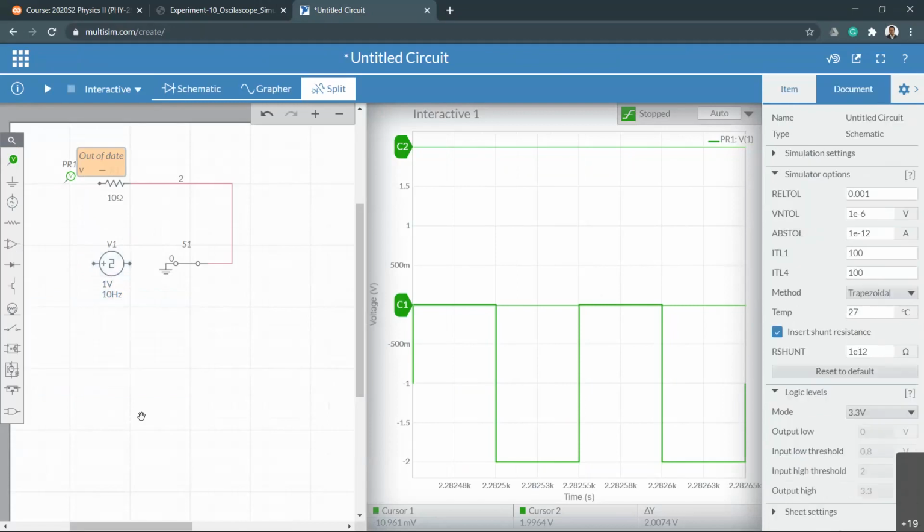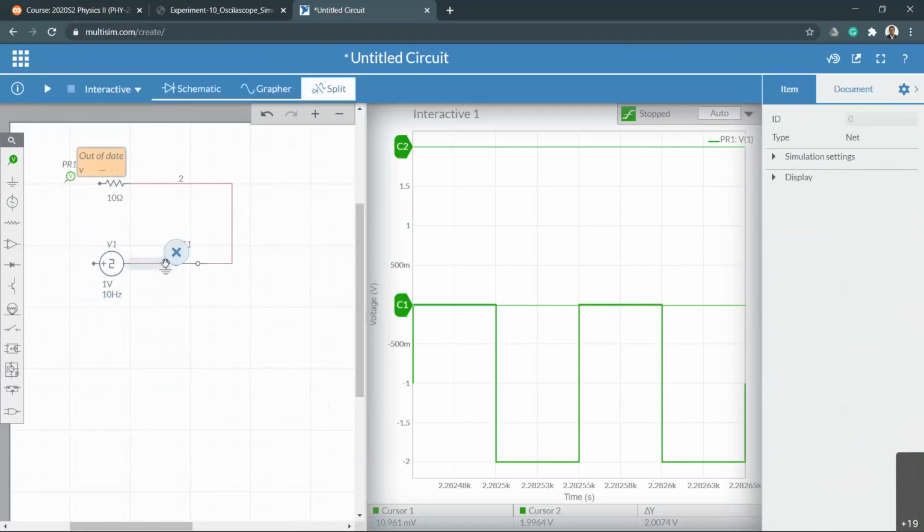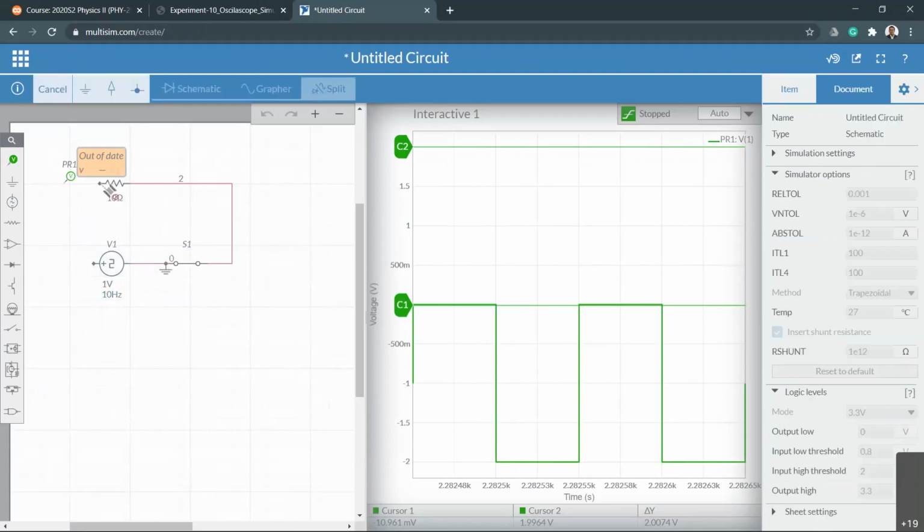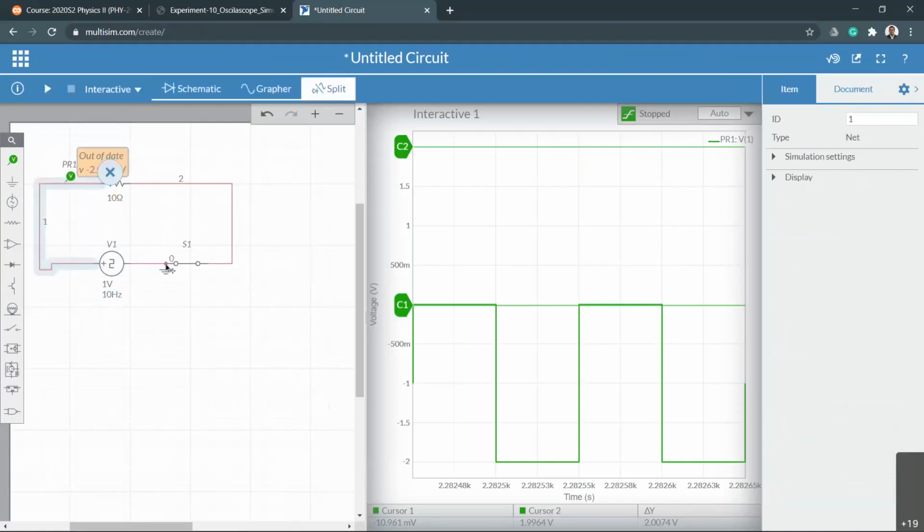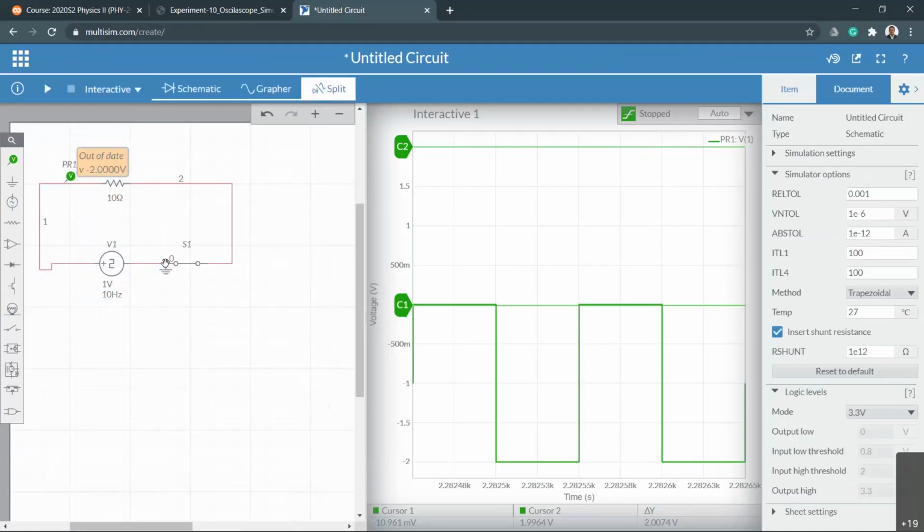Okay, now let's connect these two ends again. That's why in our circuit diagram earlier the wave looked not normal. The reason is this endpoint should be connected properly. Okay, now it says out of date again here, so you have to run the circuit.